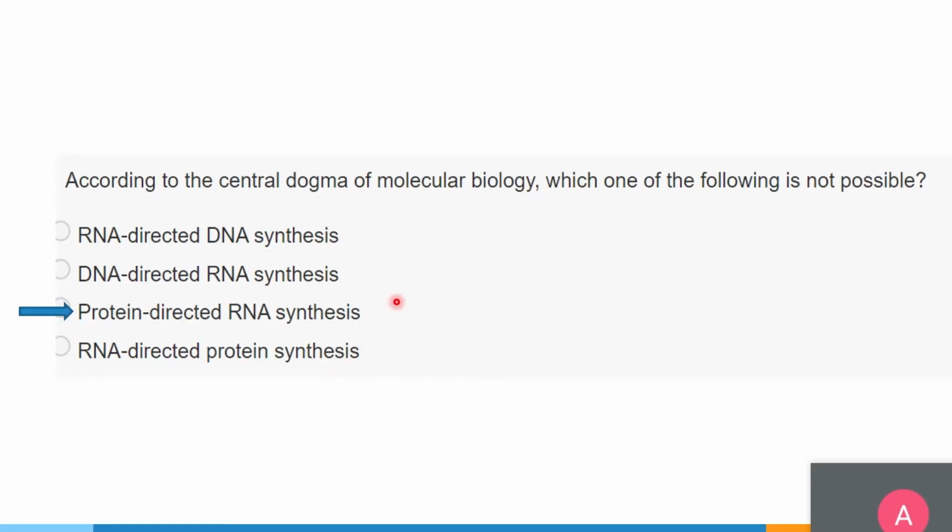So, when we go back to our question, it is obvious that the third option is not possible, that is protein directed RNA synthesis. All other possibilities are present in the central dogma, which include RNA directed DNA synthesis, which is reverse transcription, DNA directed RNA synthesis, which is normal transcription, and RNA directed protein synthesis, which is translation.